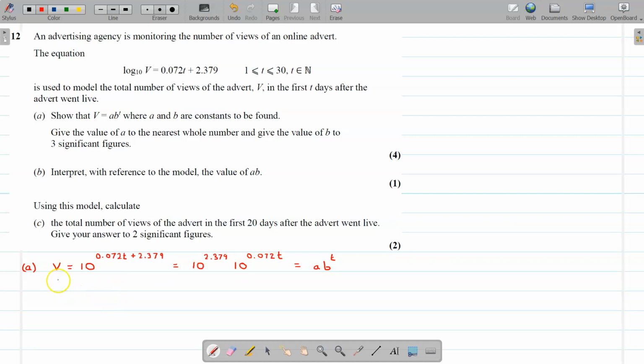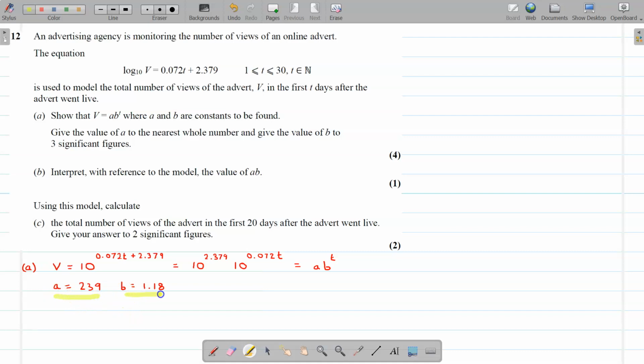Basically, put those in the calculator and we get that A equals 239 to 3 significant figures, which is what it asks for, to the nearest whole number, and B to 3 significant figures comes to 1.18. They're the numbers they would expect us to use in the rest of the calculation. So that was an easy 4 marks to start with.